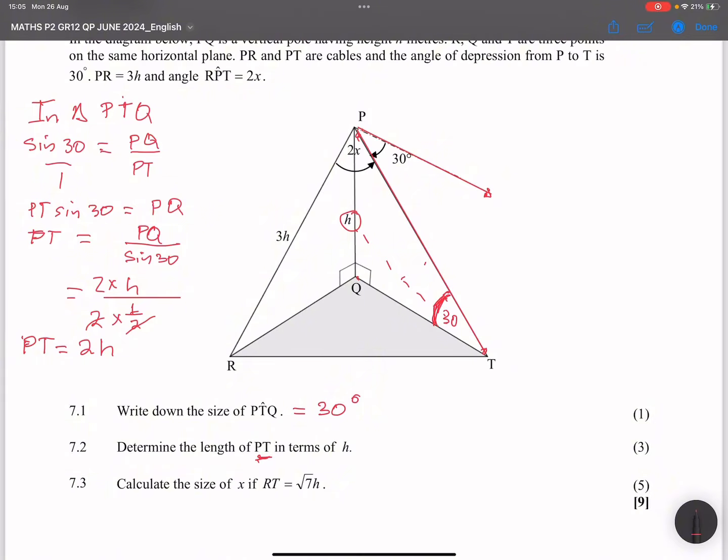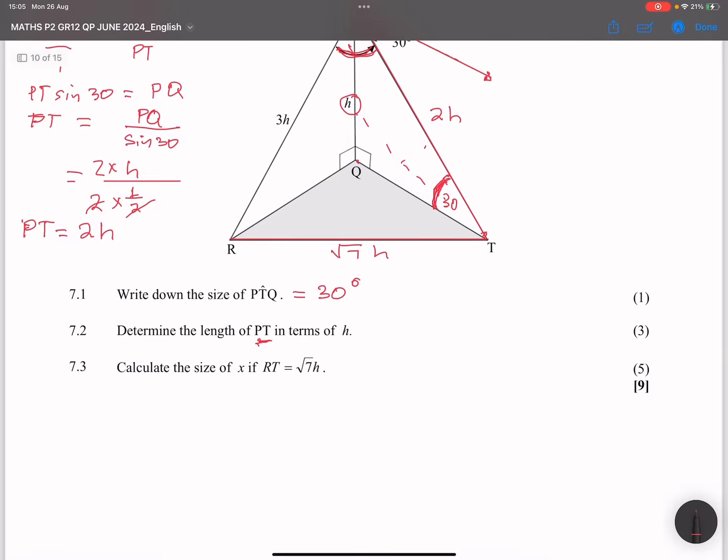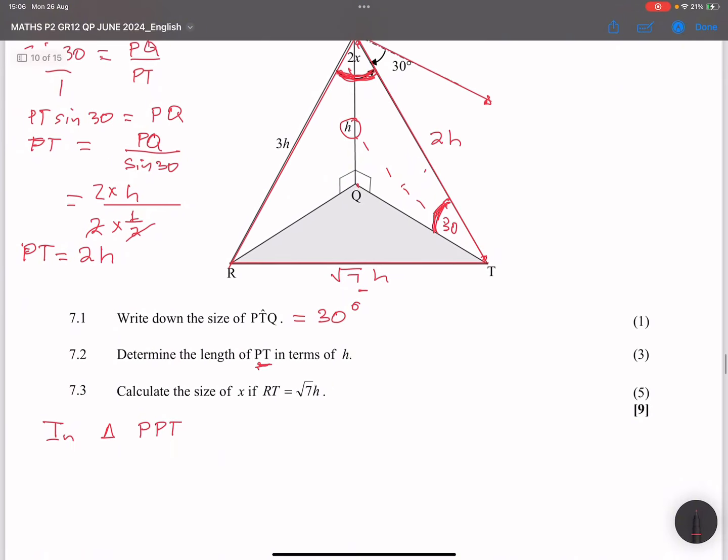Now they say to us, calculate the value of X if RT is square root of 7H. So they give us that RT value. Remember, we already have this side as 2H, and we've got this angle here as 2X. So in triangle PRT, I've got the two sides and the included angle, and I also have the side that is opposite that. So I'm going to use the cosine rule.